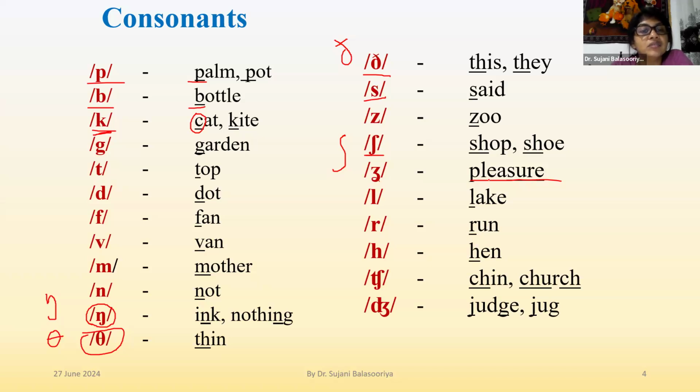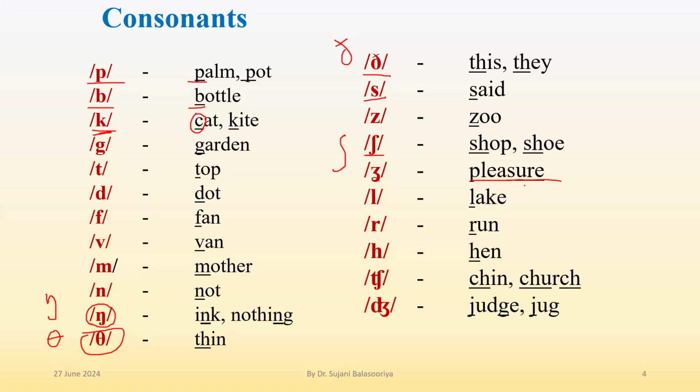M-E-A-S-U-R-E? Measure. Another one? Measure. Okay. Now I heard different pronunciations, especially at the beginning when you were saying pleasure and leisure also.